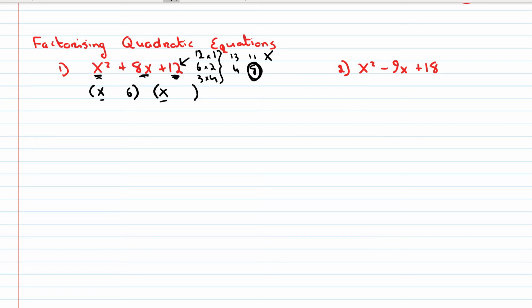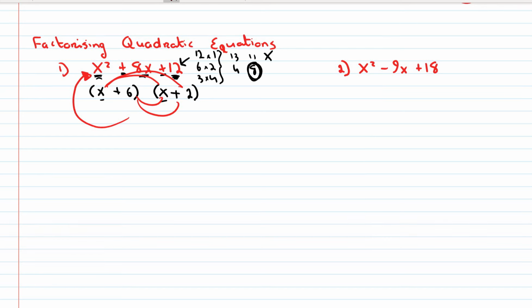So I'm going to be using the 6 and the 2. They have to multiply to give me plus 12, so the signs have to be the same. They have to add to give me plus 8. So two pluses. That's those factorised. And again, if I multiply that by that, that by that, that by that, that by that, I will reverse what I've done and I get back to my original answer.